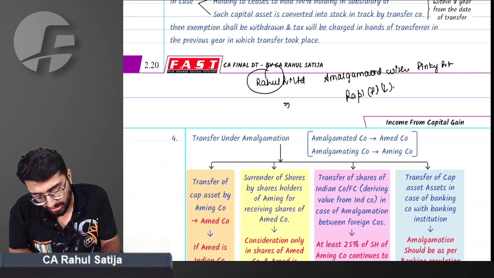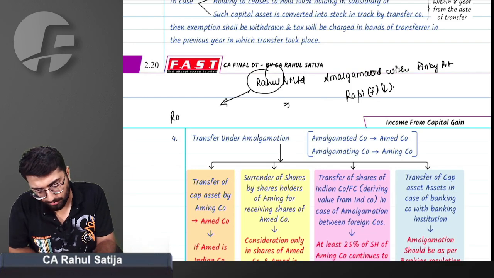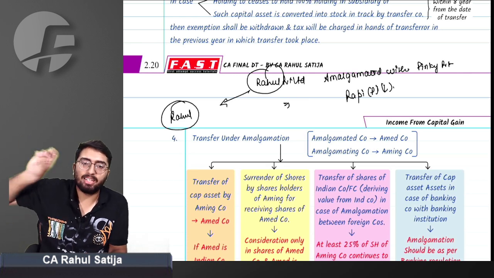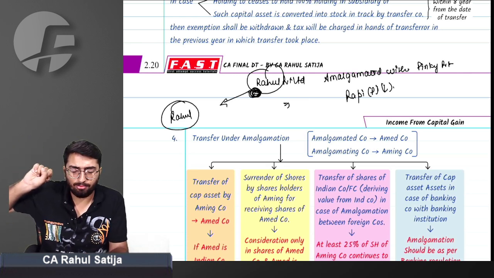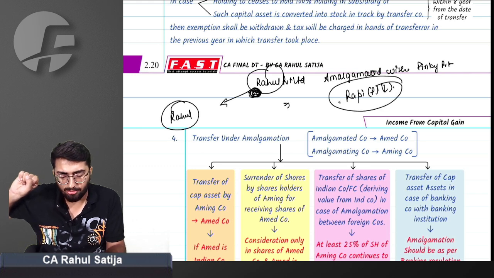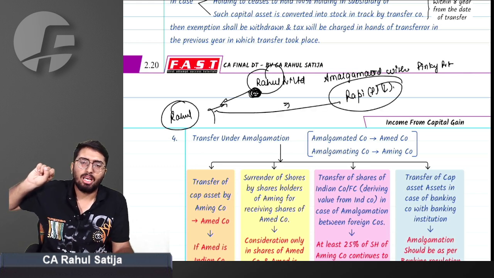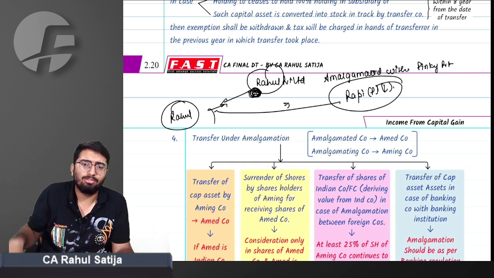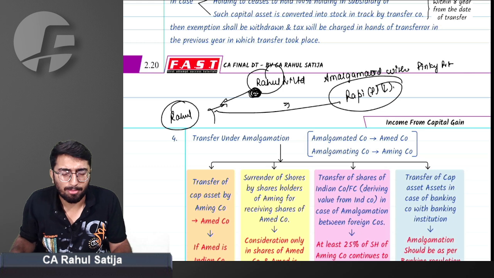Sir, Rahul is the shareholder in this Rahul Private Limited. All his shares were taken off by the company, and he was allotted shares of Rapi Private Limited.